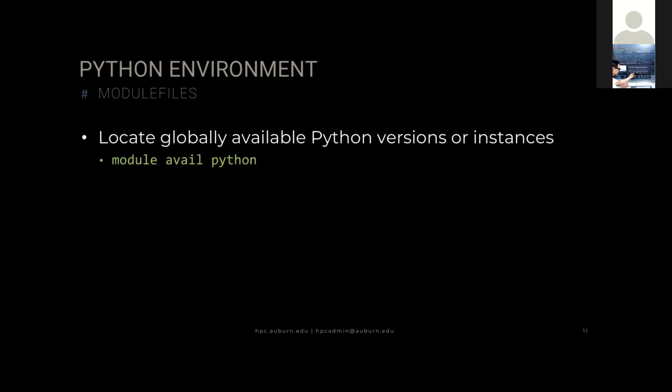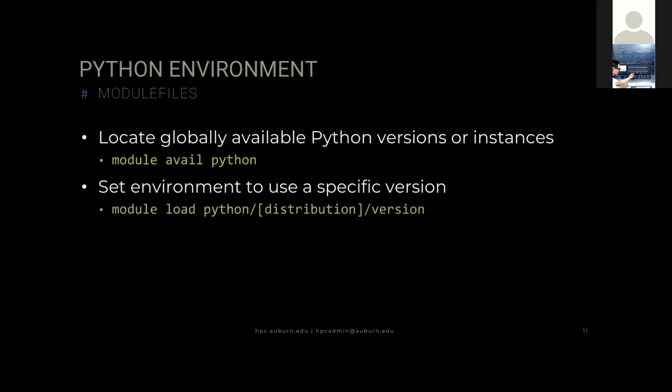For instance, module avail python will give you a list of all the available versions of Python in the cluster. If you use a module load with this syntax, it will actually set your environment to use a specific version. So in this case, it's module load python. There's an optional value in the middle, which is the distribution. Most of the time you're going to see something like Anaconda. So python/anaconda and the version.